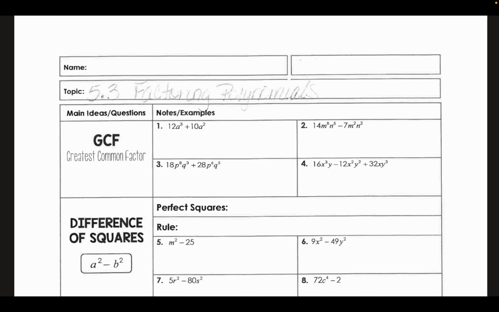Welcome everybody to Algebra 2, Section 5.3, Factoring Polynomials. Some of this factoring will be review from previous sections, while some of it will be new. So let's first start off with some review. This is factoring out the greatest common factor, often abbreviated GCF. We have 4 examples here of this.